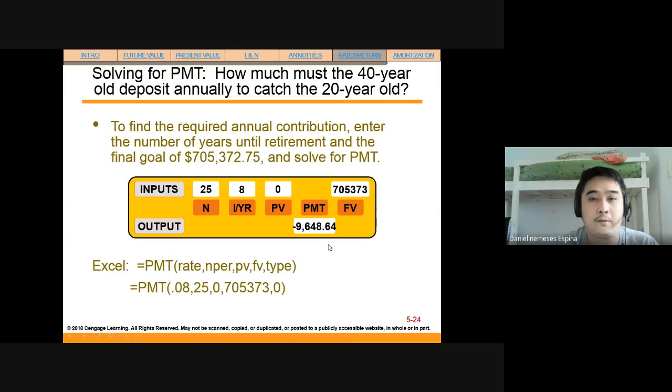So to get that, you use the payment formula. In Excel, that's PMT. The rate is 8%. N per is 25, because there are only 25 years before he reaches 65. PV is 0. Future value is 3,705,373. And as to type, 0, because payments are at the end of the year or end of the period.